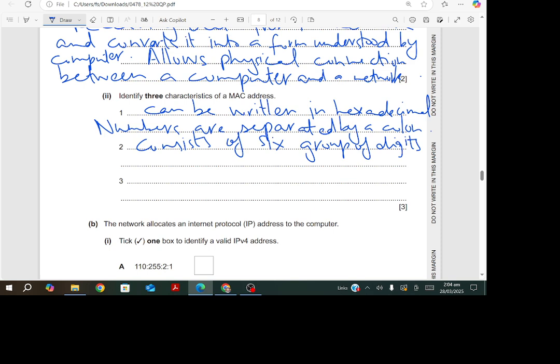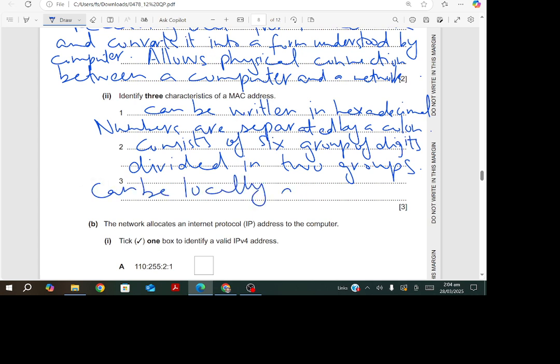Then divided in two groups. Can be locally administered or universally administered.